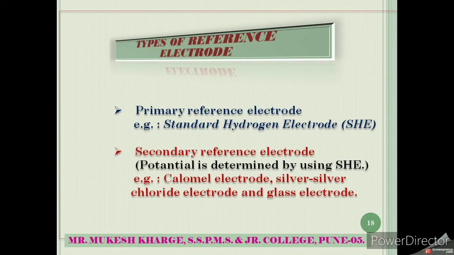So there are two types of reference electrode. First one is primary reference electrode. Example is standard hydrogen electrode, also known as SHE. This primary reference electrode has potential equal to 0. So it has a known potential, that's why it is known as primary reference electrode.